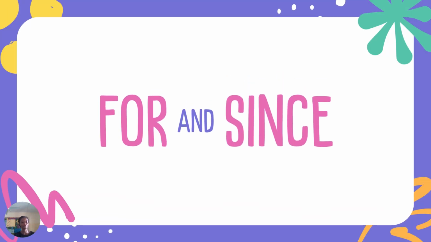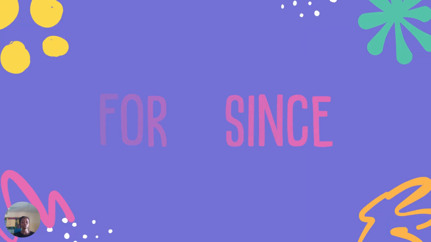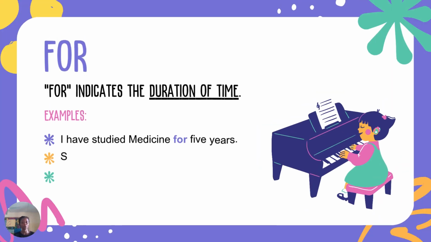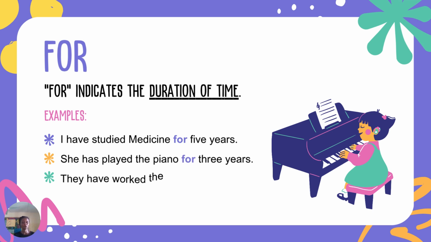Then we have our for and since. Now, for and since also play a major role in our present perfect tense, and we're going to be looking at how these two words do so. Now, for indicates the duration of time. In the present perfect tense, for indicates a duration of time.